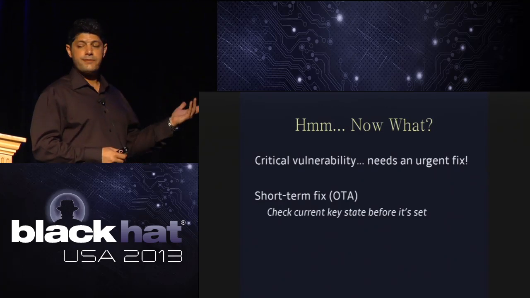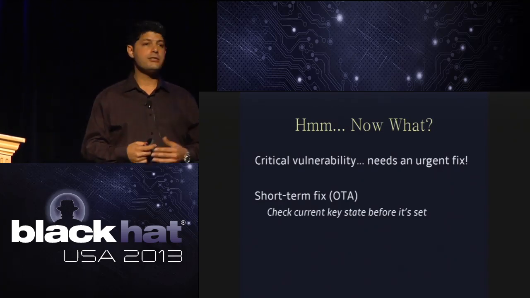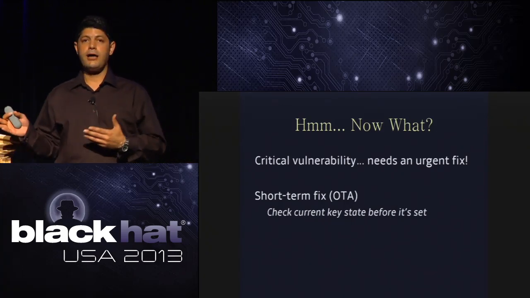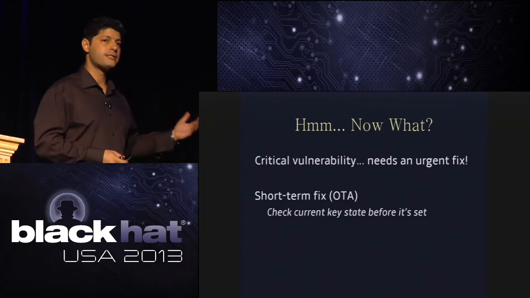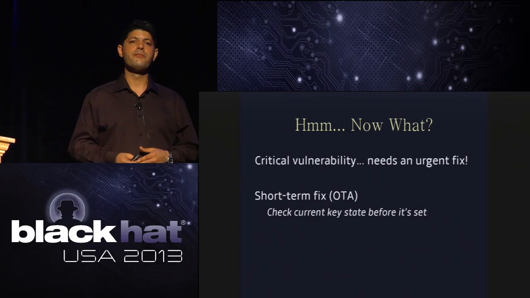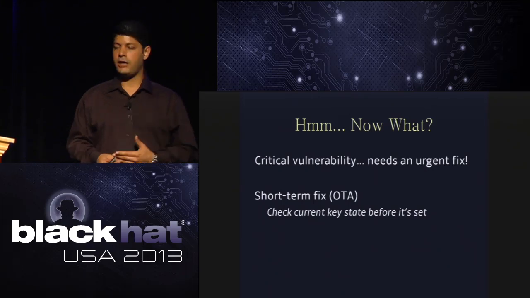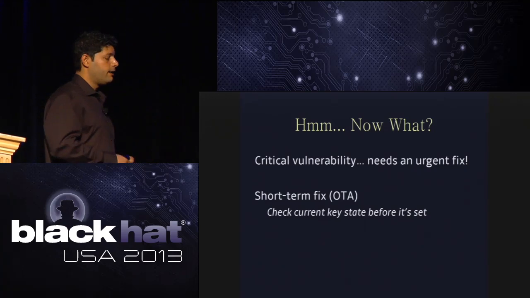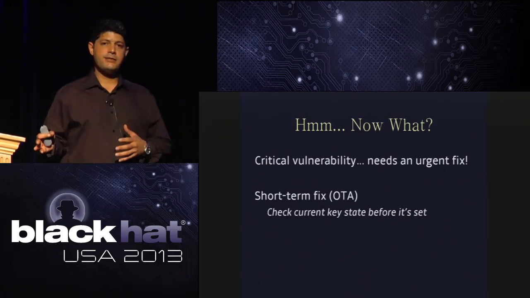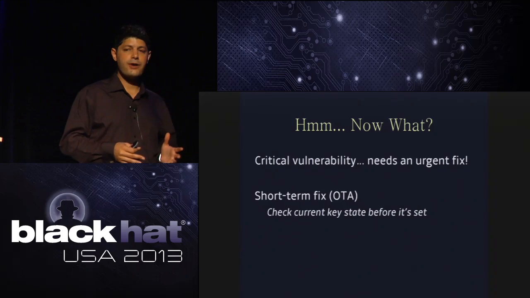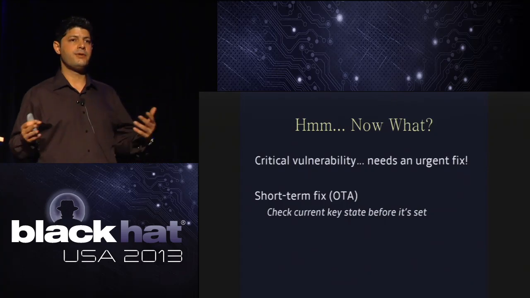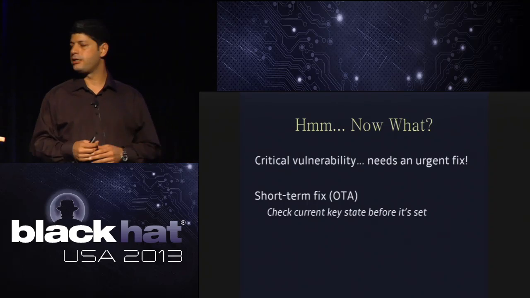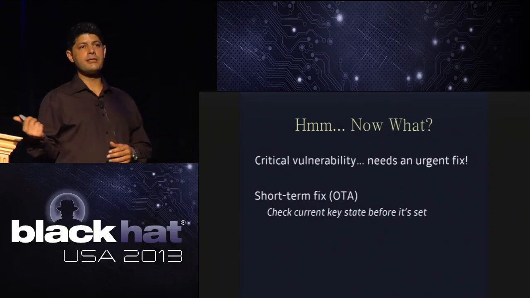There can be a short-term fix, which is just to check the current key state. If the door lock would have checked that it has previously established a key with the controller, it could have stopped us to do this attack. However, there's a problem there. These are embedded devices. They are resource constrained. They aren't like a PC or a Linux box that you just patch over the air and just download a patch. It's so difficult to patch these.